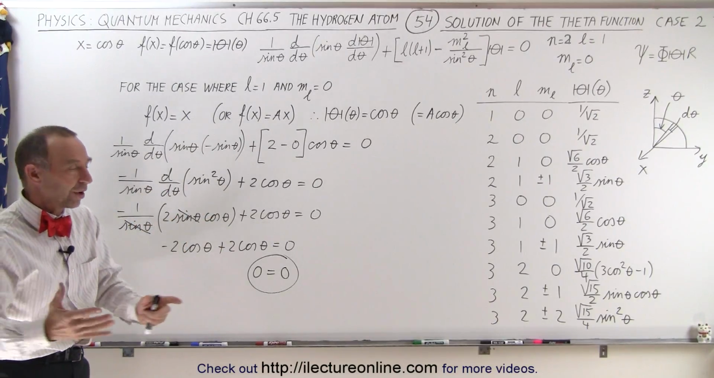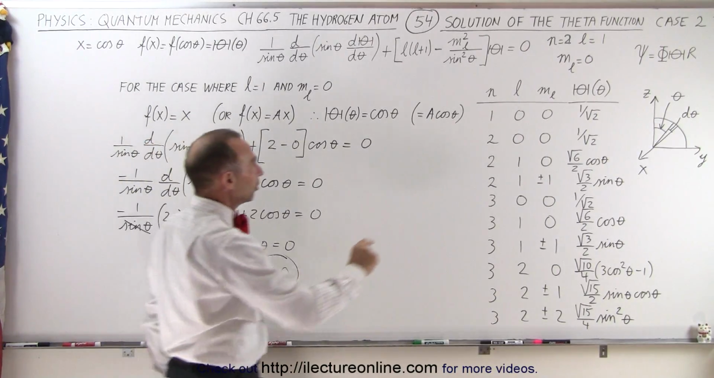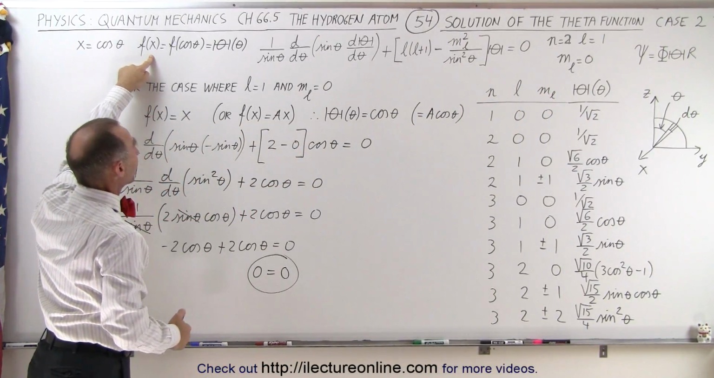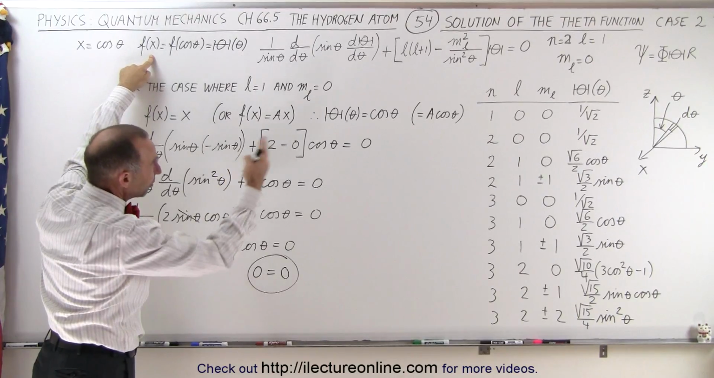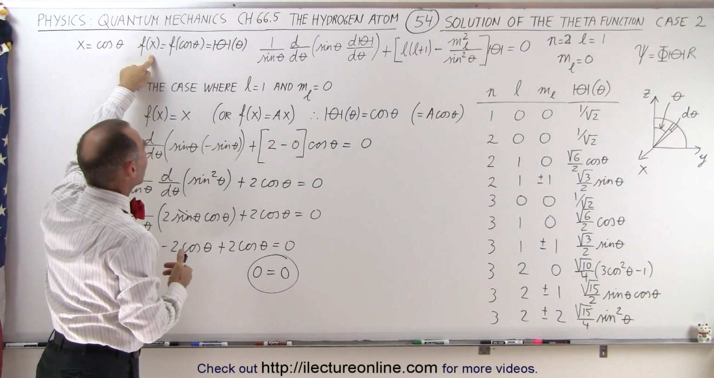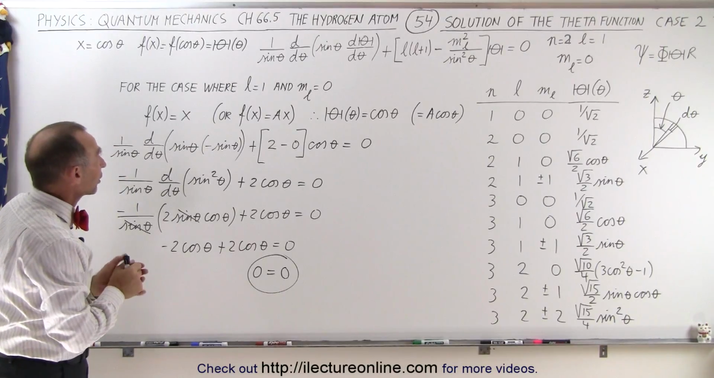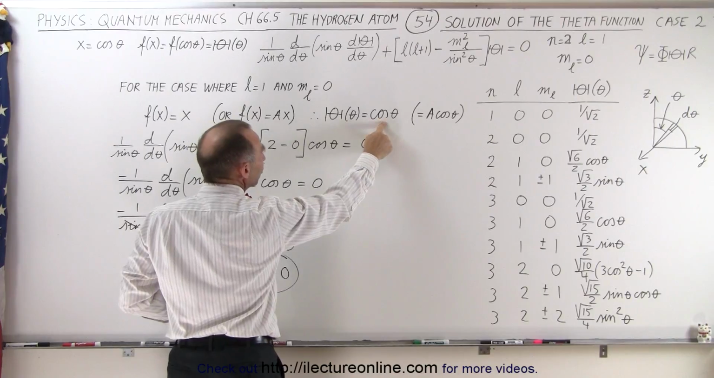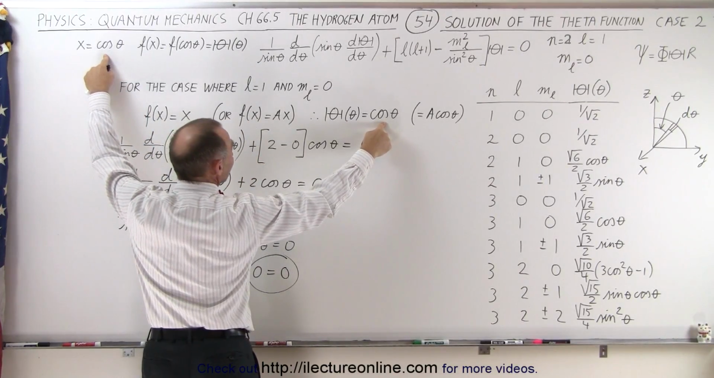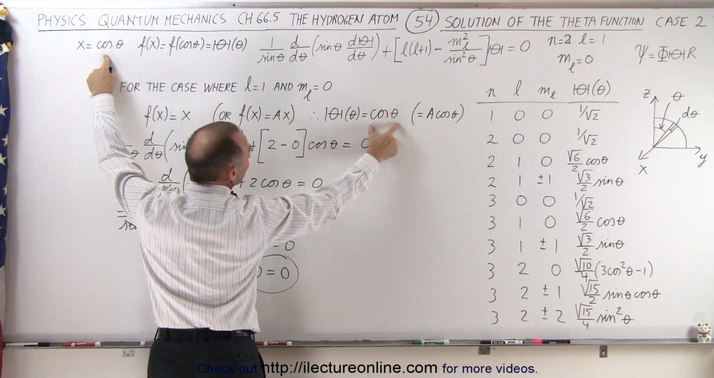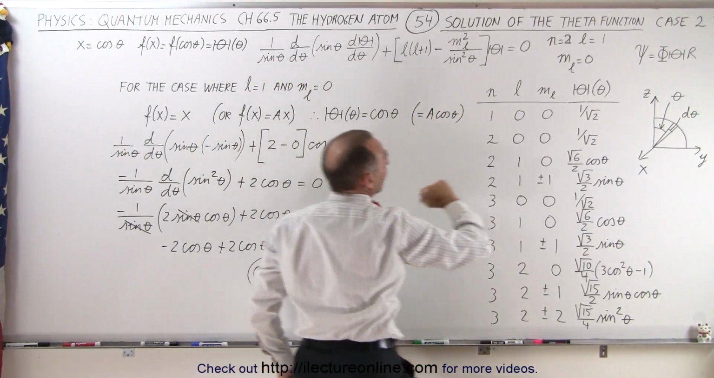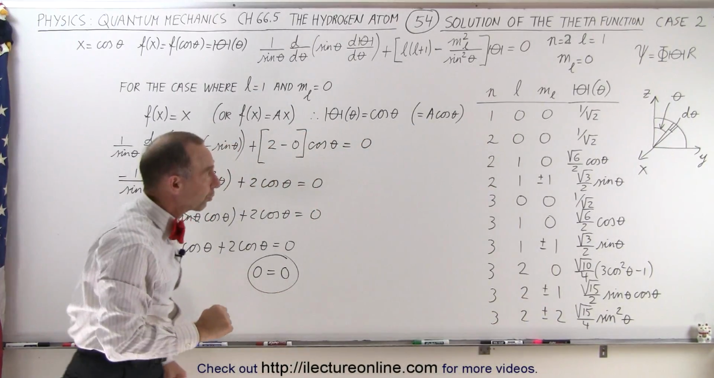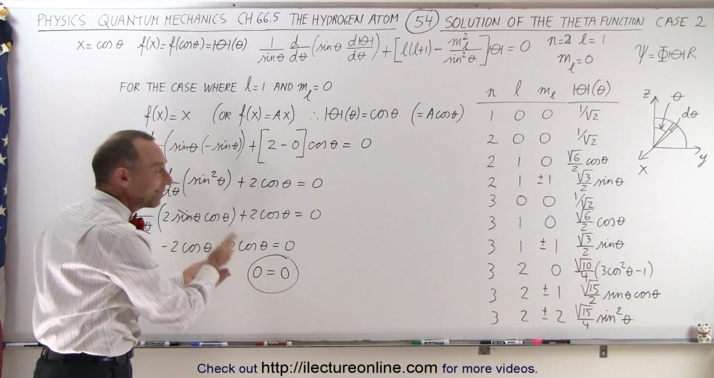Remember, from the table that we saw in a previous video, we knew that the solution to this case, in terms of the function f of x, was equal to x. And that was in the case where L equals 1 and M sub L equals 0. You can dial back to that video and take a look at that, which means that in terms of theta, the solution is going to be the cosine of theta, since x equals the cosine of theta. We now take this solution and plug it back into the original differential equation that we found by solving for this portion of the Schrödinger equation, and you can see that indeed it satisfies the differential equation.